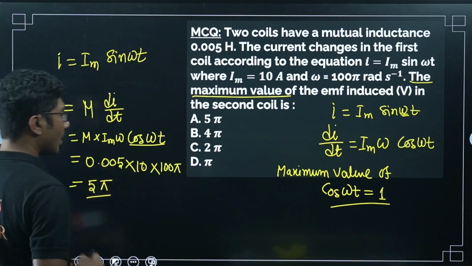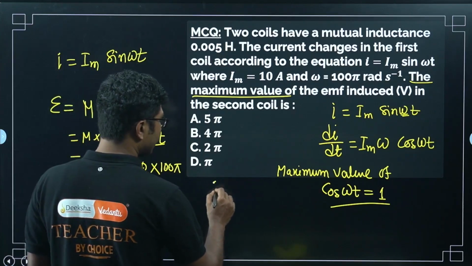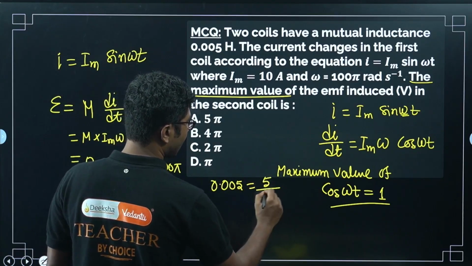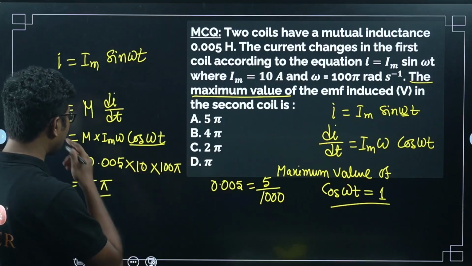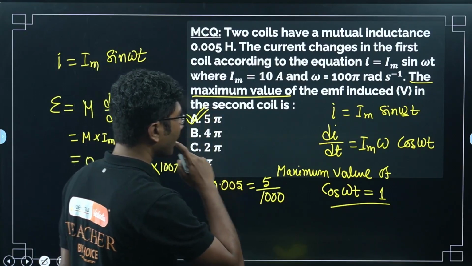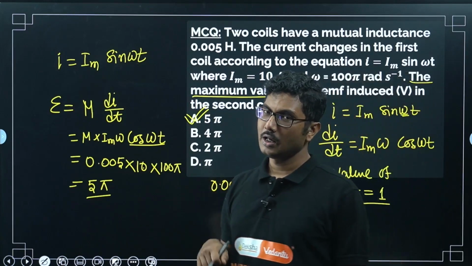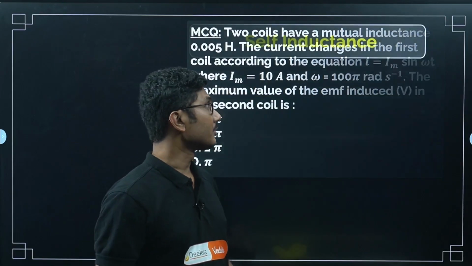Right? You can do one more thing if you are confused how to reduce decimals. You can write 0.005 as 5 divided by 1000. Then hopefully you can cancel the zeros and you can write 5 pi. So the correct answer is 5 pi. Okay. Simple question, simple formula. So you know how to solve mutual inductance related questions as well.